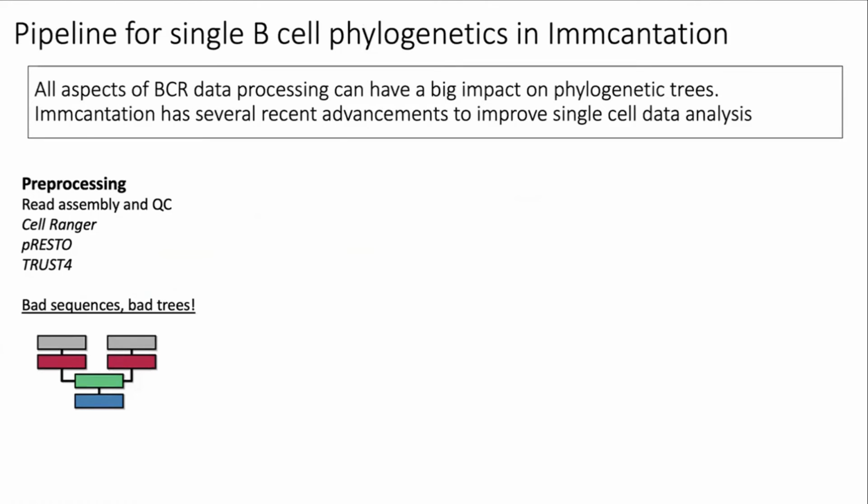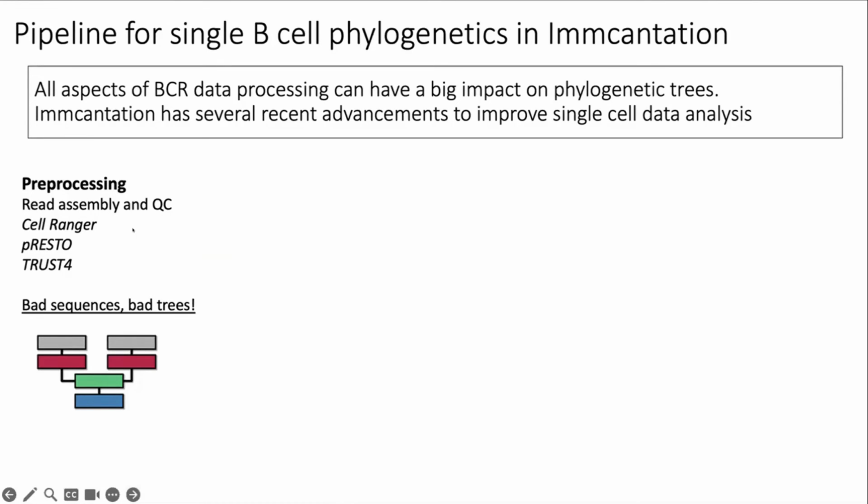So those are the results that we found in incorporating light chains into phylogenetics and looking at different tree building methods. But I also wanted to talk about different aspects of the Immcantation pipeline that are important to keep in mind when doing B-cell phylogenetic analysis, and also how these have been changed in recent releases to incorporate this data.